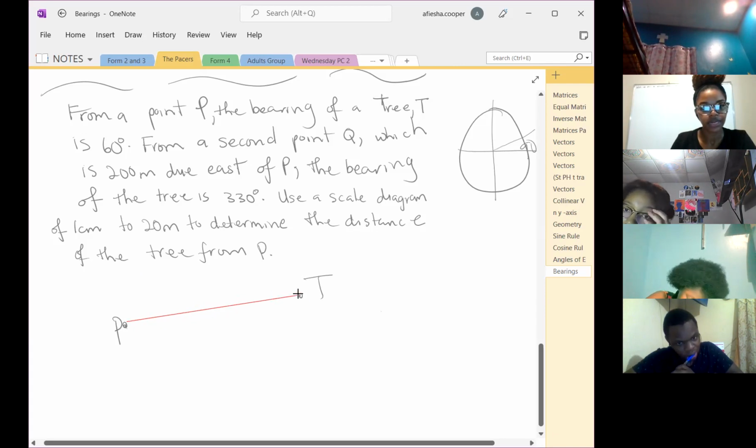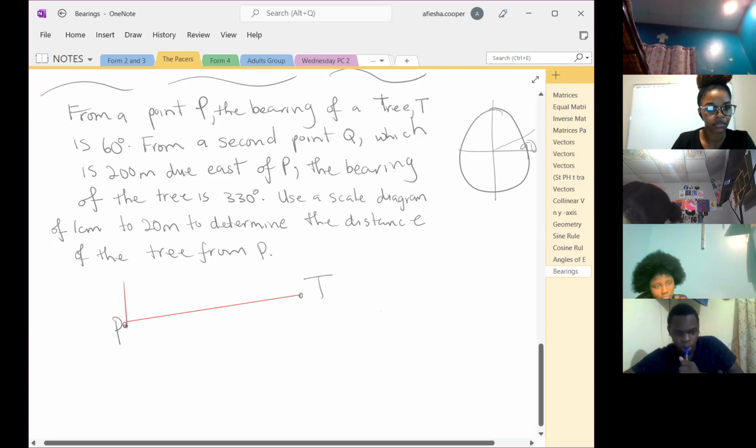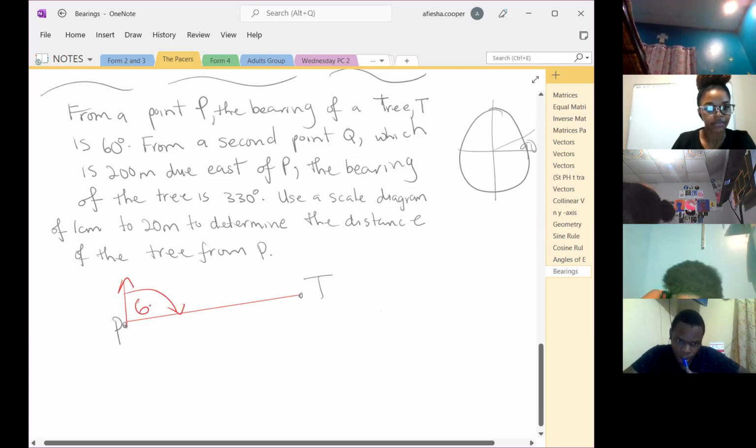I'm going to put my north line at P. And I'm going to make my 60 degrees right here. Good so far?